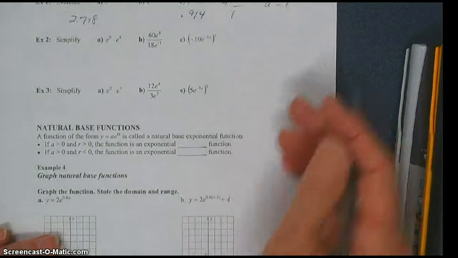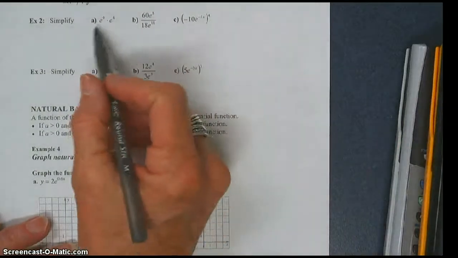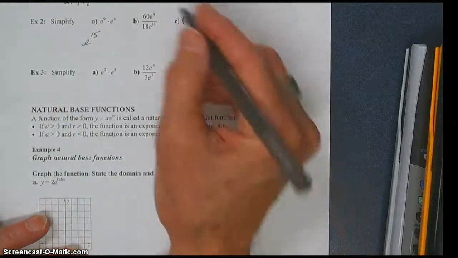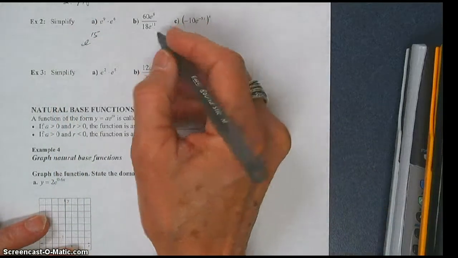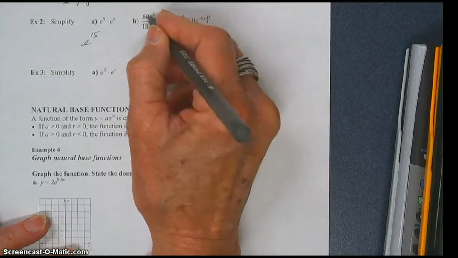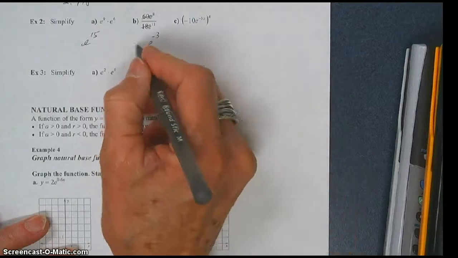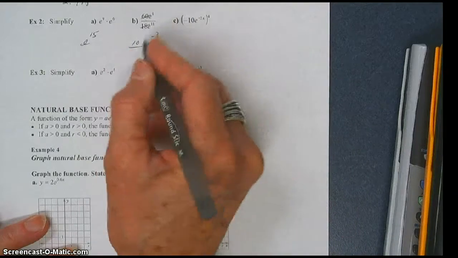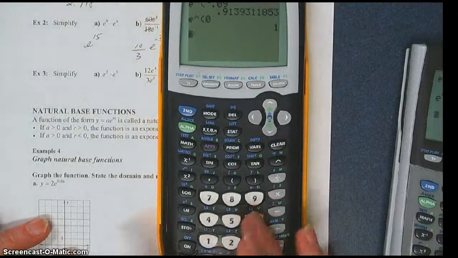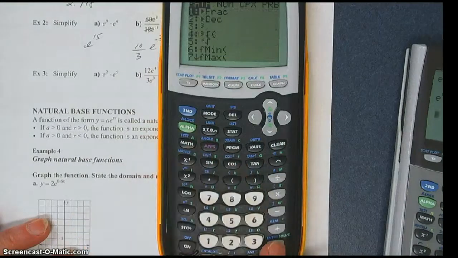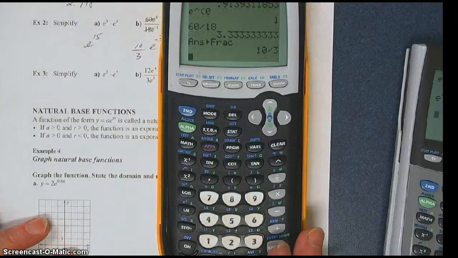They work the same exact way as if we had an x to a power and x to a power: we just add those powers. If we have an E to the 8th and E to the 11th and we're dividing, we subtract those powers. 60/18 we reduce: 6 goes into 60 10 times, 6 goes into 18 3 times. A way that you might do that on the calculator is if you put 60/18, remember on your calculator if you hit math, fraction, that will reduce it for you.